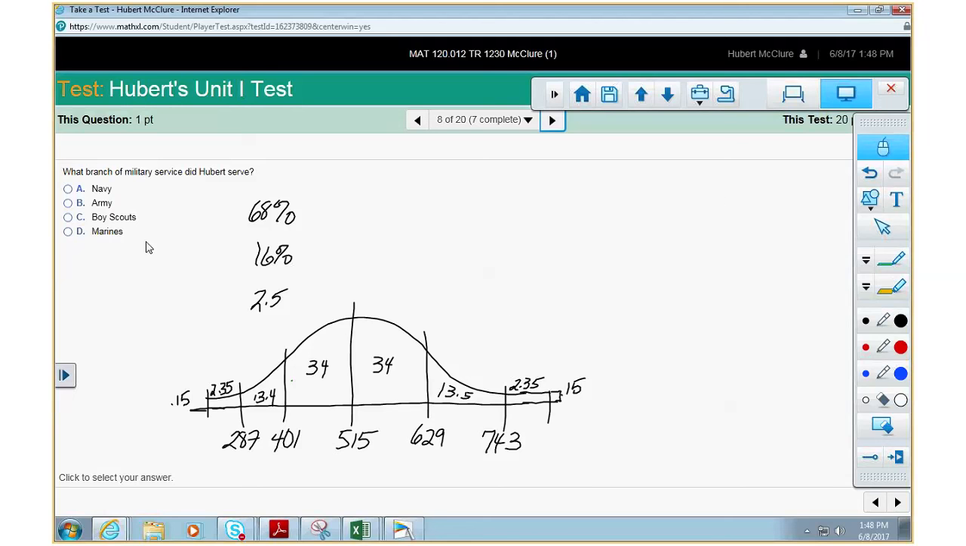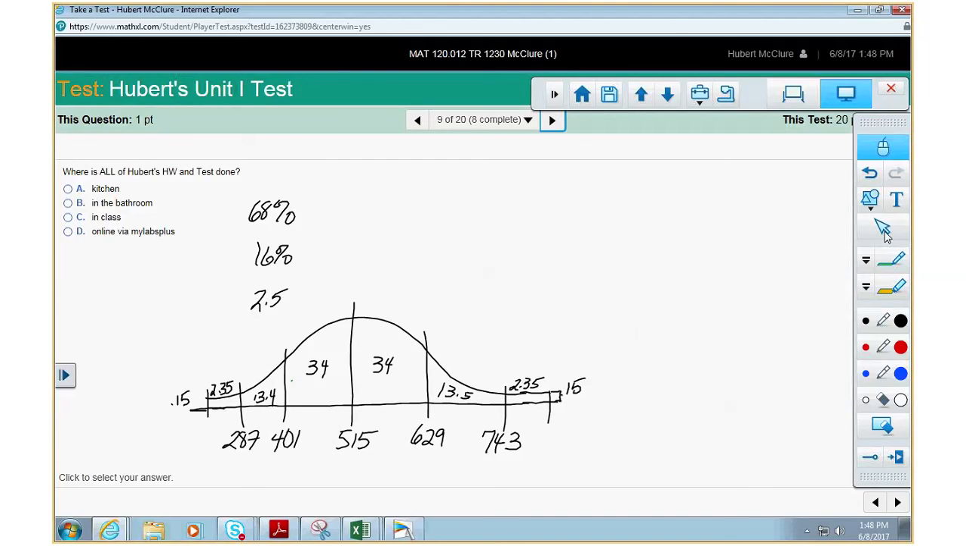Okay, you ready? Marine, Navy. If you get this one wrong, I would prefer you choose Boy Scouts or Navy. Okay, just remember Parris Island. All right. Next one.